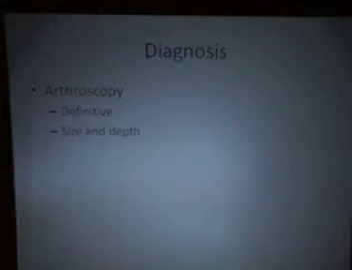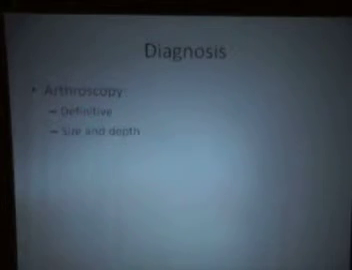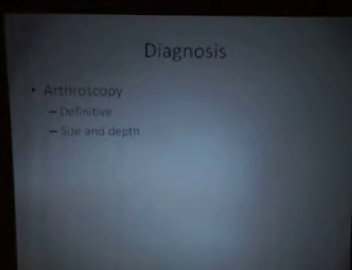Arthroscopy is the sort of definitive investigation in terms of the fact that at the time of arthroscopy you really get an opportunity to look at the lesion and assess its depth and size, and subsequent to that be able to decide on the best form of treatment for it.